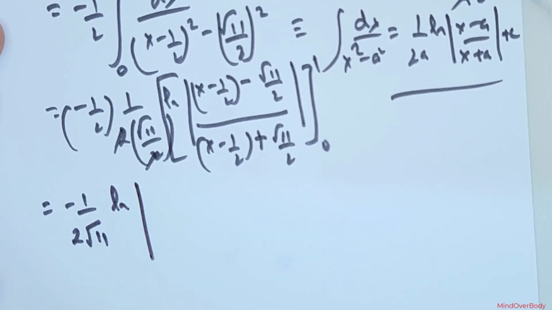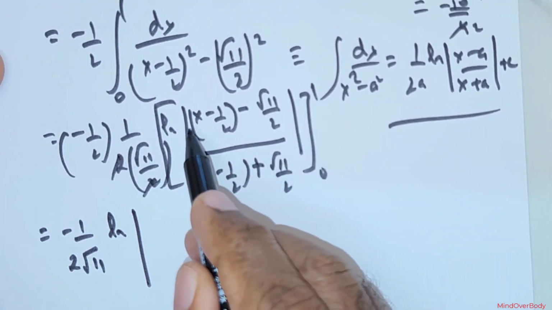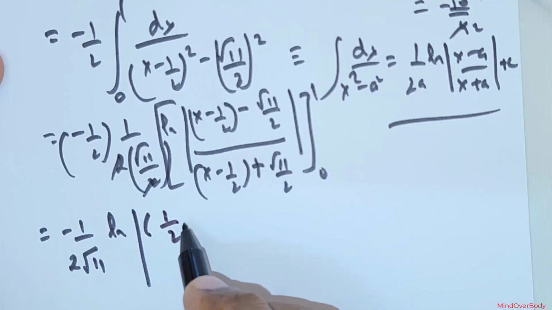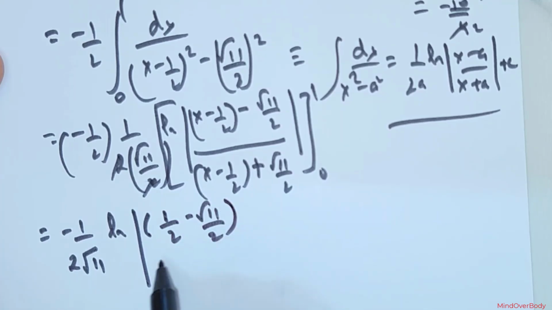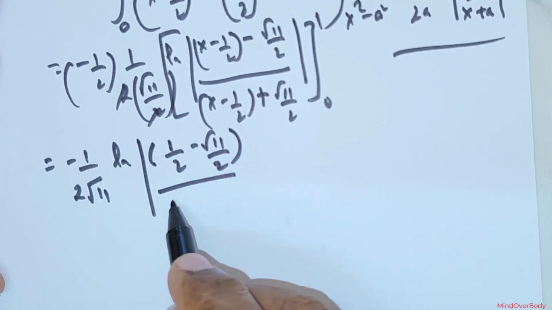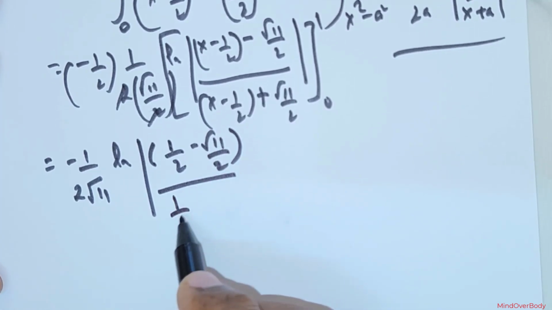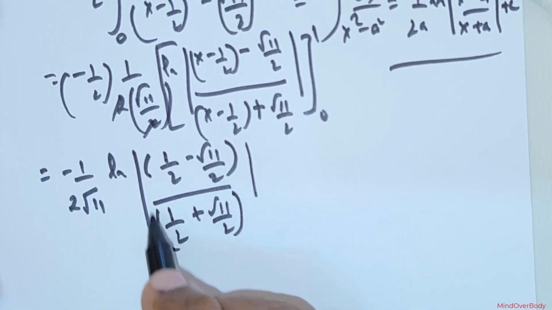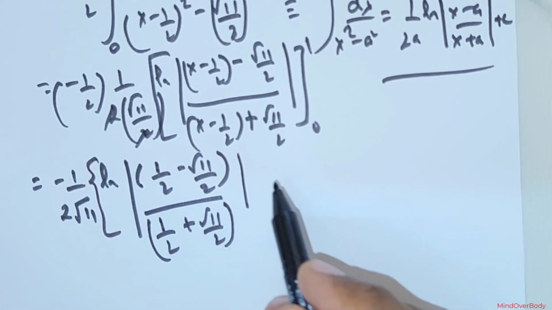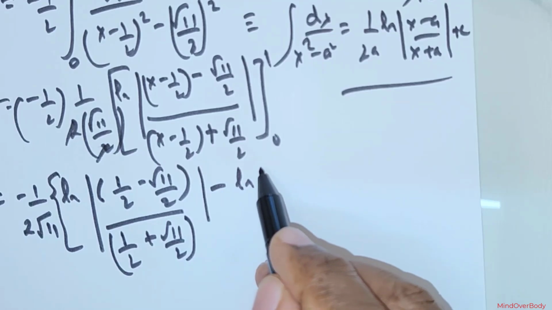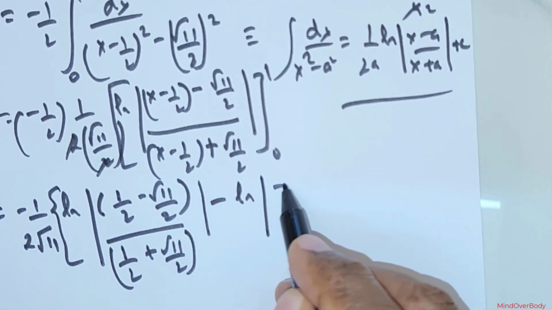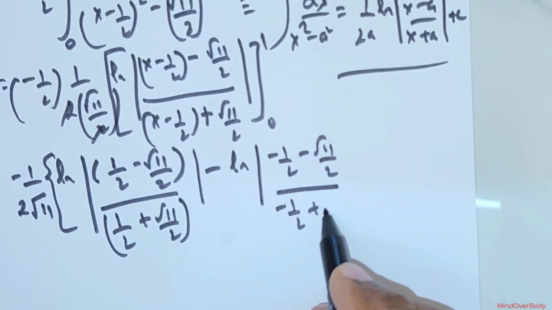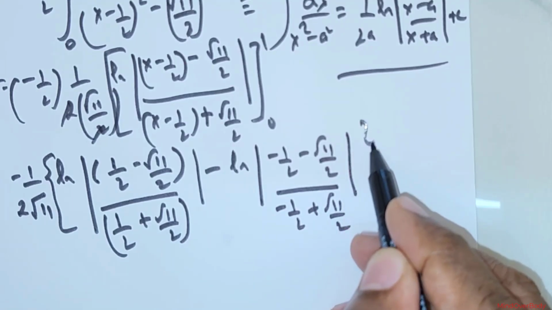I'm going to substitute the upper limit. If I substitute 1, I would get 1 - 1/2, and that's going to be 1/2 - root 11 over 2 divided by, I substitute 1, I would get 1/2 + root 11 over 2. Okay, this is for the upper limit minus the lower limit ln modulus. I substitute 0, I get -1/2 followed by - root 11 over 2 divided by, I substitute 0, I get -1/2 + root 11 over 2. This is what I get.